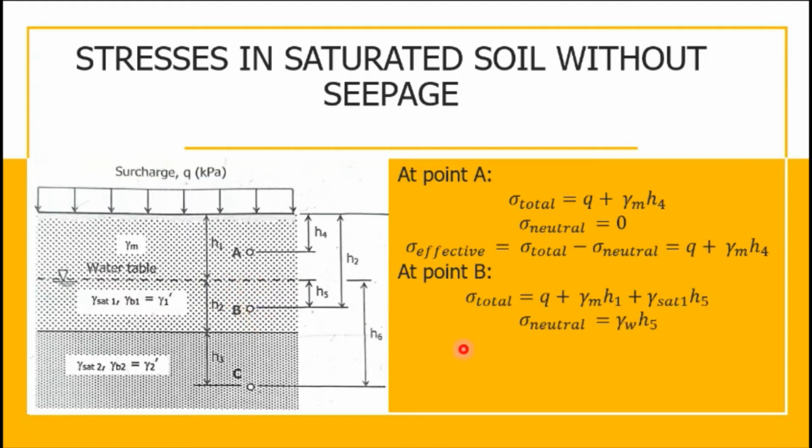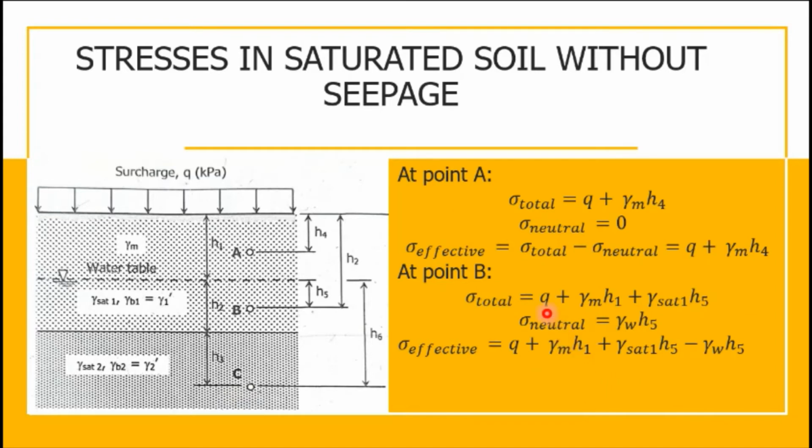the neutral stress is equal to, what is the unit weight of water? That's 9.81. That's why unit weight of water is here. And then the height from the groundwater table is H sub 5. That's why this is H sub 5. And then if we get the effective stress, it is equal to the total stress minus neutral stress.